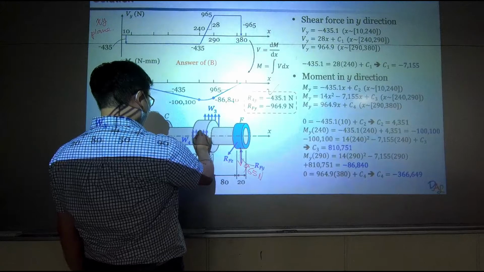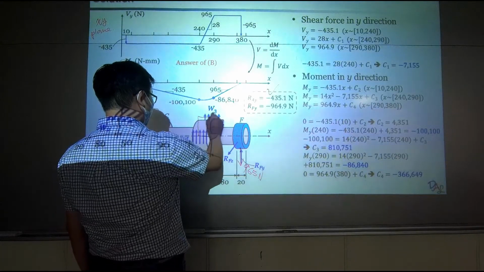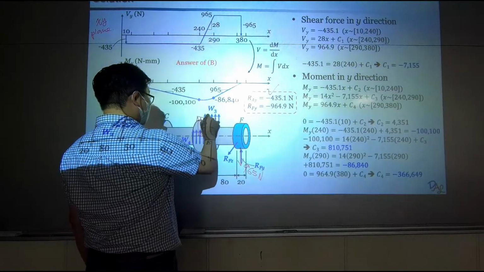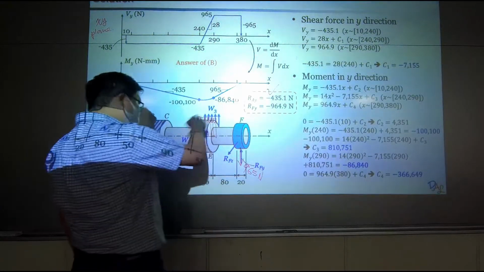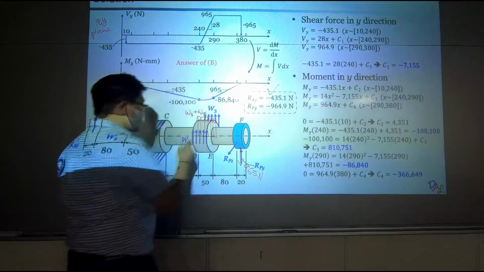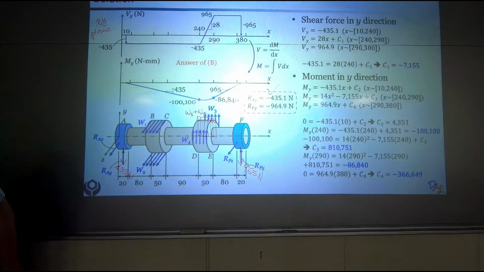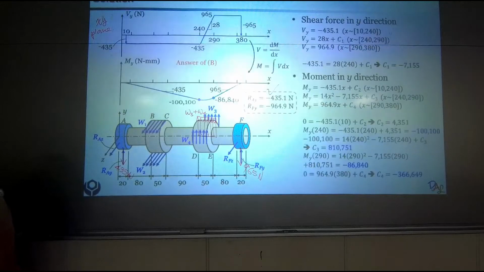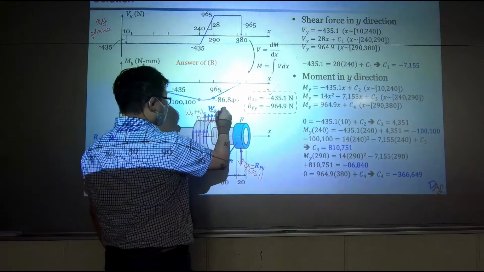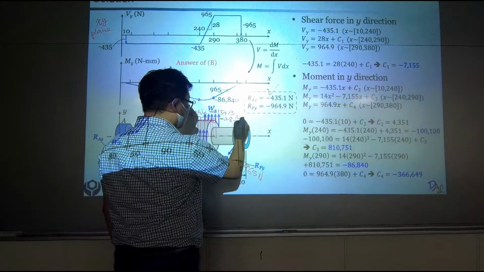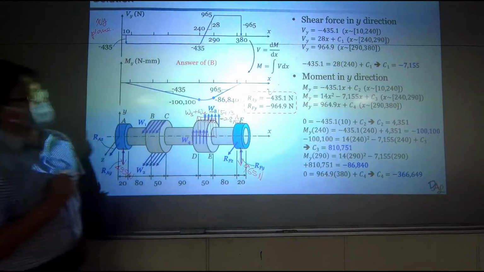We should say over here, overall, we have distributed loads. And the total distributed load will be W3 plus W4, and the amplitude of them will be 15 plus 13, 28. The unit is Newton over millimeter. Okay?